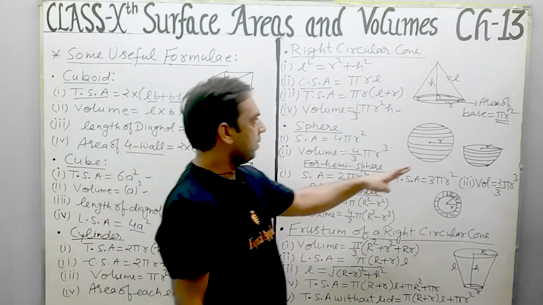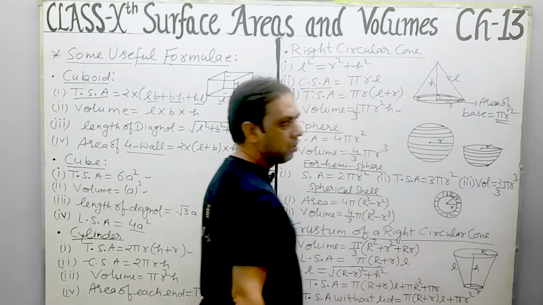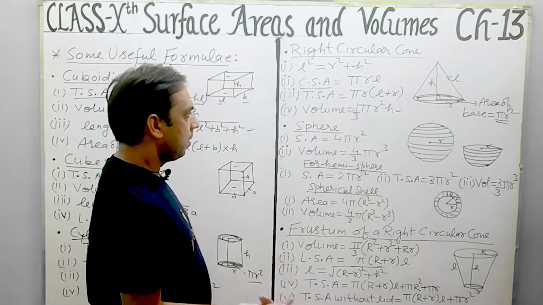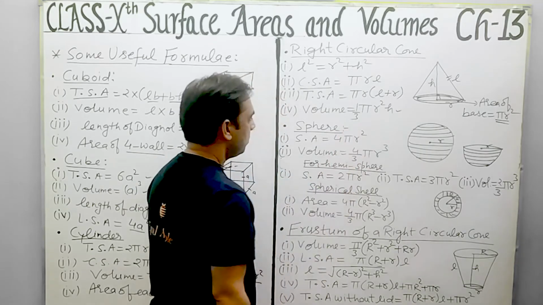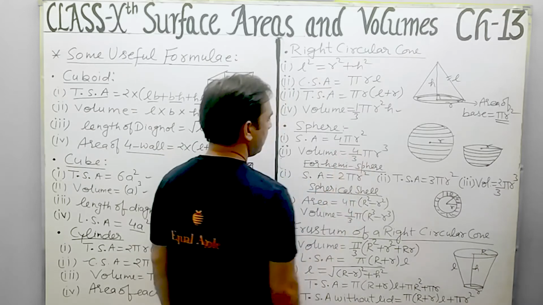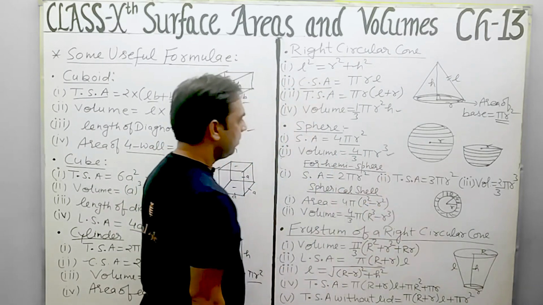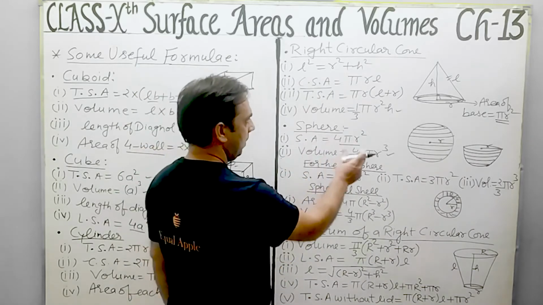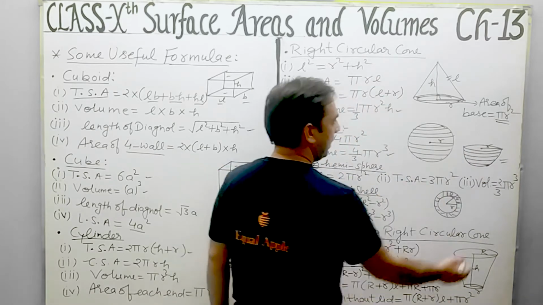And the sphere, right? A sphere is like a circle having a surface, like a coin, like a moon. So, they all have a surface, that's why they call it a sphere. So, the surface area of a sphere is 4 pi r square, and the volume of a sphere is 4 by 3 pi r cube. If we cut it into two parts, we will get a hemisphere.